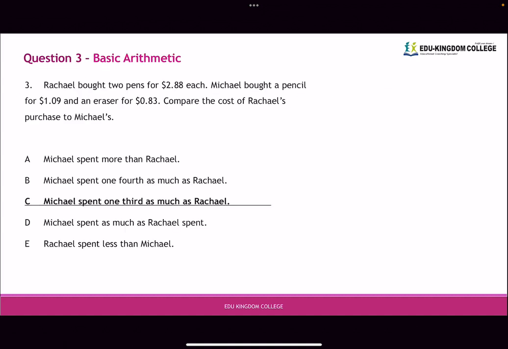So Rachel bought 2 pens for $2.88 each. Michael bought a pencil for $1.09 and an eraser for 83 cents. Compare the cost of Rachel's purchase to Michael's. So 2 pens equals $5.76 for Rachel. And $1.09 plus 83 cents is going to be $1.92 for Michael. So Michael spent 1/3 as much as Rachel. So if you multiply this by 3, you get $5.76.